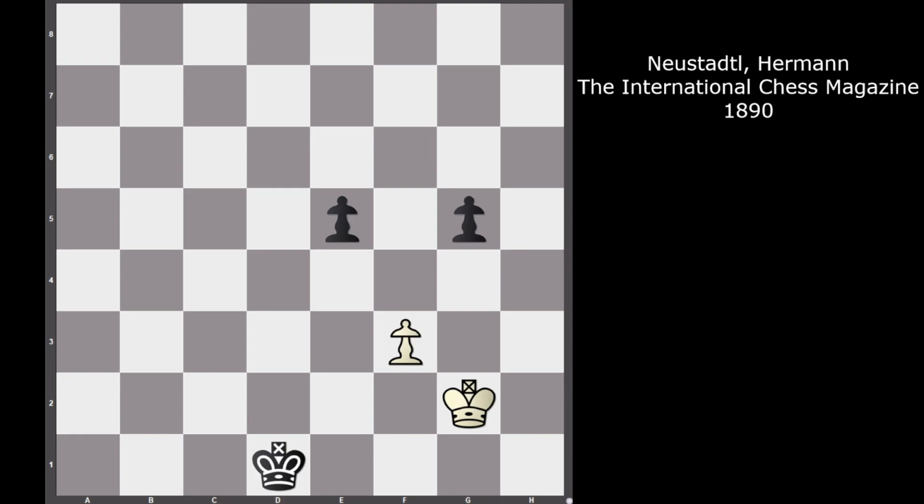Now, there are all kinds of different compositions. For example, the position on your screen is an endgame study because it is a pawn endgame. But there are also mate studies where you have to find a forced checkmate in usually 2, 3, or more moves. And they also always have some kind of trick to them, or some kind of solution that you might not expect at first.